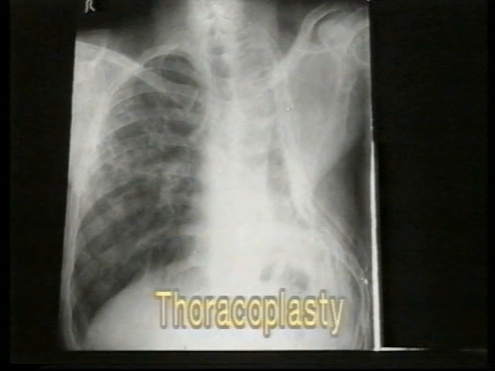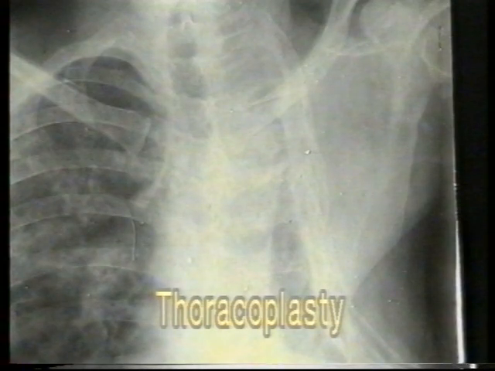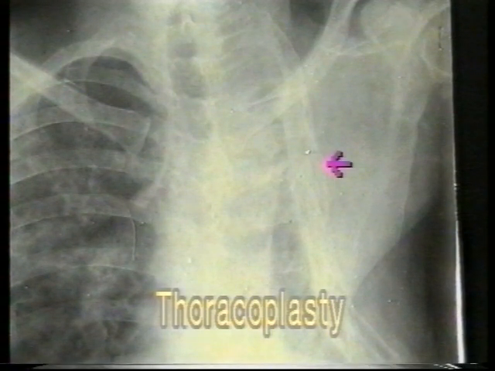This is an X-ray showing left-sided thoracoplasty where 8 ribs have been removed. This is an X-ray many years after surgery, and you can see new bone formation from the periosteum of the ribs which is left behind. The calcification shown by the arrow shows how much collapse of the chest wall has been achieved by this surgery.